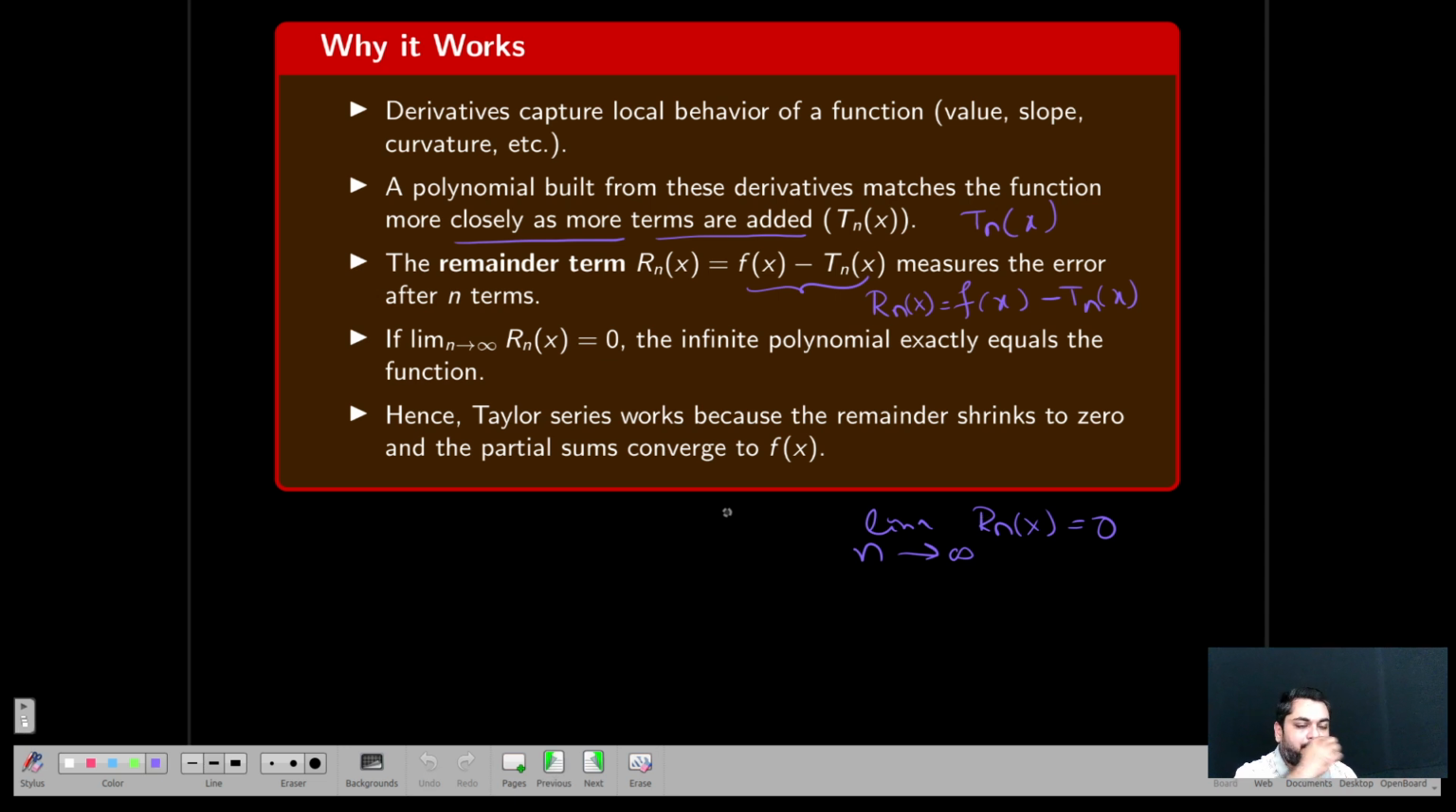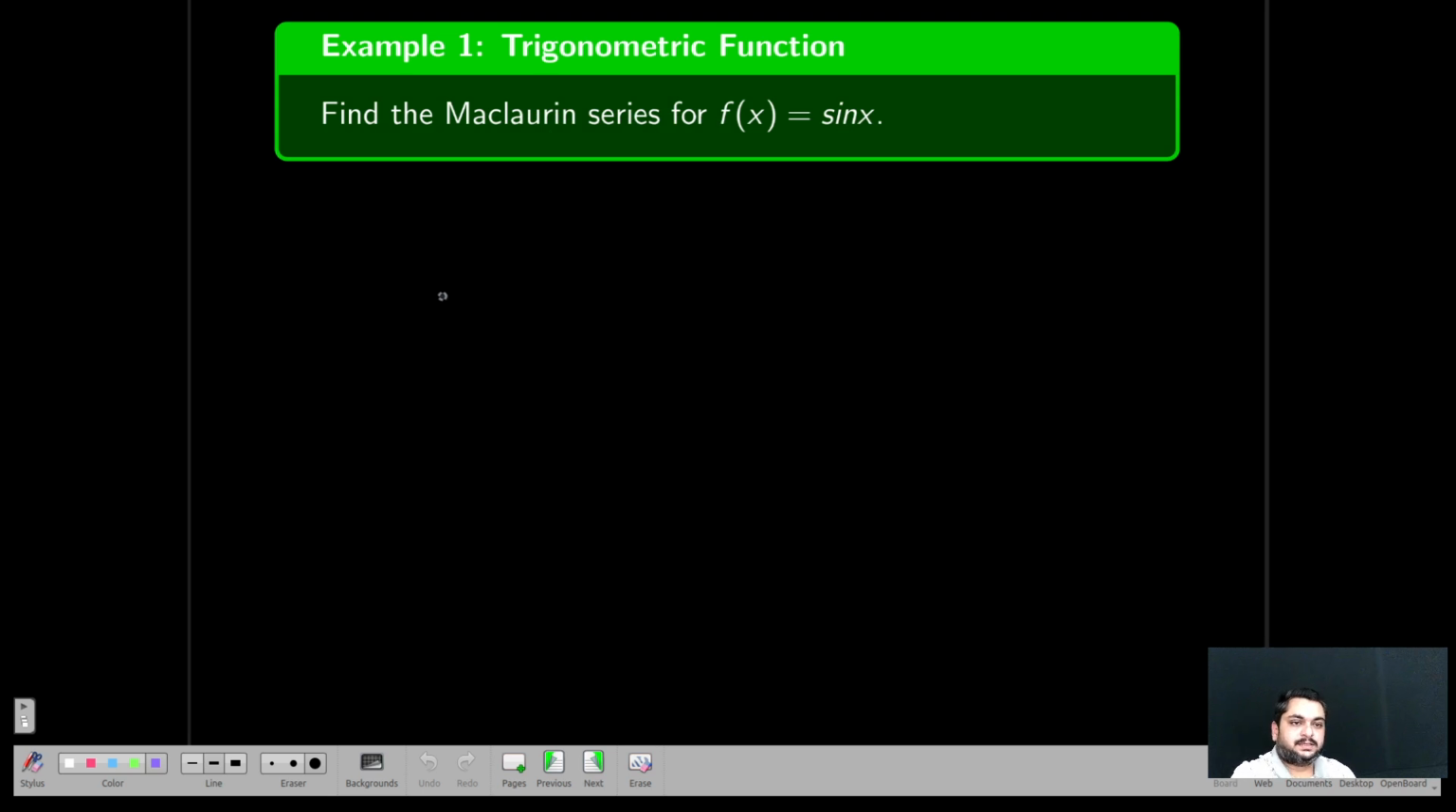In the real world, there will be many problems where we cannot exactly solve the given function. In those cases, we usually approximate using Taylor series or Maclaurin series. Let us take some simple examples. Find the Maclaurin series for f of x equal to sin x.